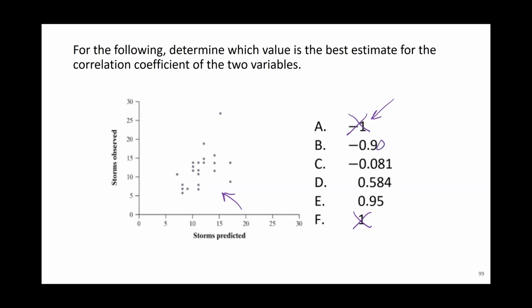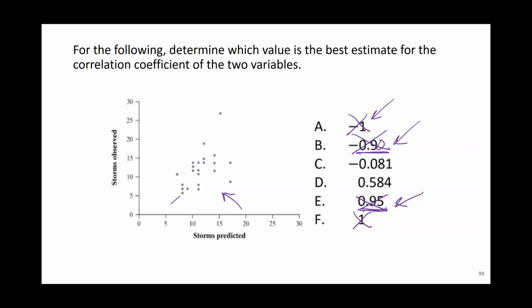And then I could look at B and E next. A correlation coefficient of negative 0.9 or 0.95, that would be a really, really strong relationship where all of the points, or most of the points, fit pretty close to a line. I would argue no, probably not. I would be able to deduce these out.